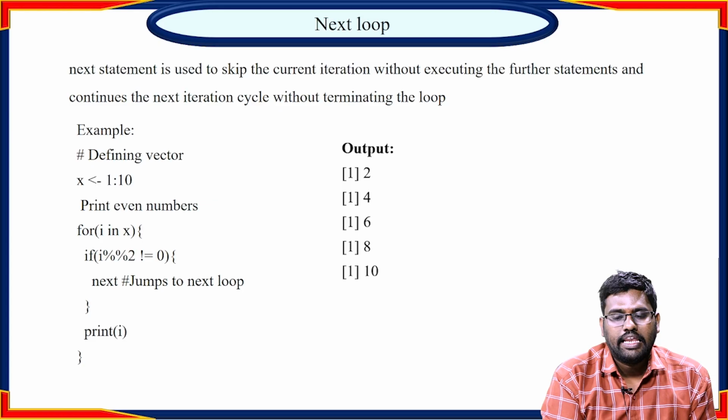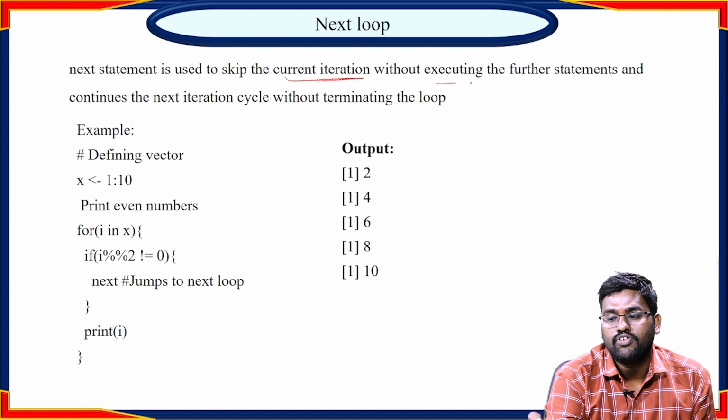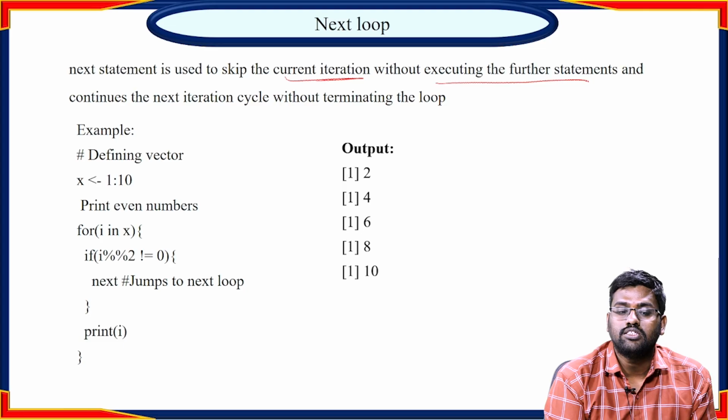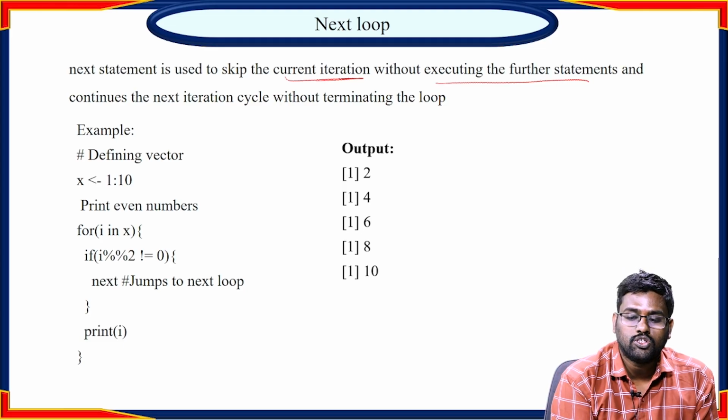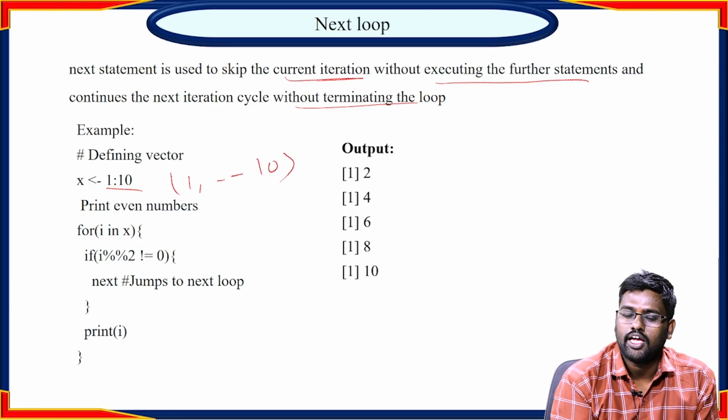Next one, next statement. The next statement is used to skip the current iteration without executing the further statements. So I will show you how the program is executed without terminating the loop. For example, I have taken the x values as 1 to 10, so we are starting from 1 up to 10.